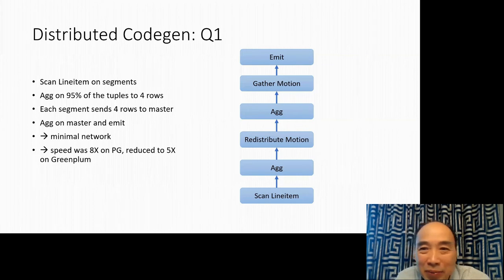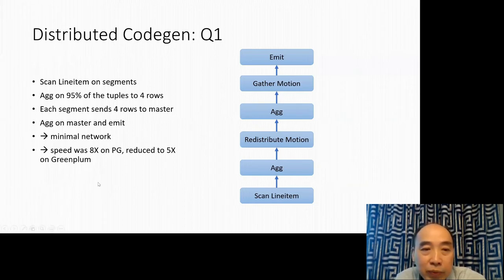So here's a little bit of Q1 code gen that we talked about just now in Greenplum, right? You scan the lineitem, you bring it to the aggregate, and then there's a redistribution motion that moves tuples to group them together based on those flags, right? You want to aggregate them. Then you do the aggregate, and then you have the gather to send everything to the master, and then you emit them, right? So each segment will send four rows to the master, and then the master will aggregate. That's why you see there's not much network traffic, but there's still network.